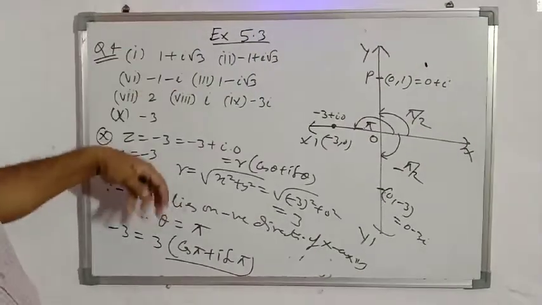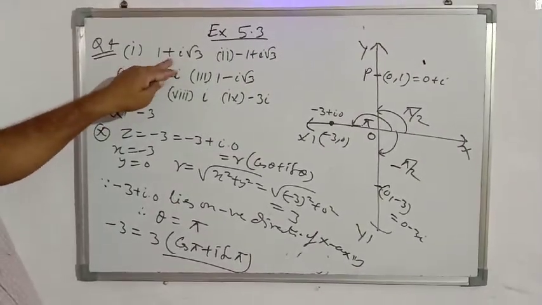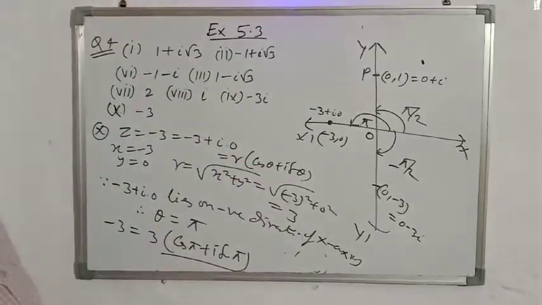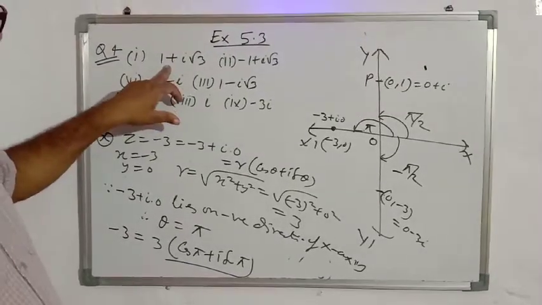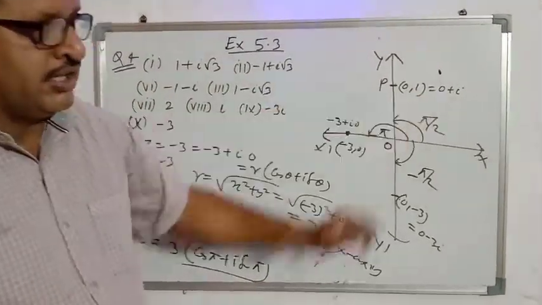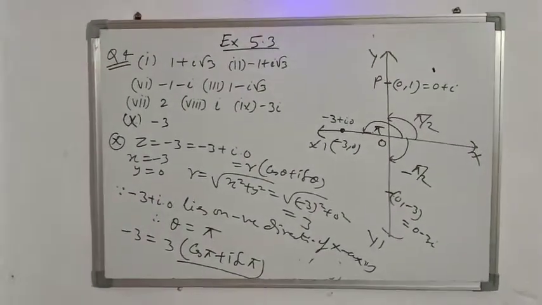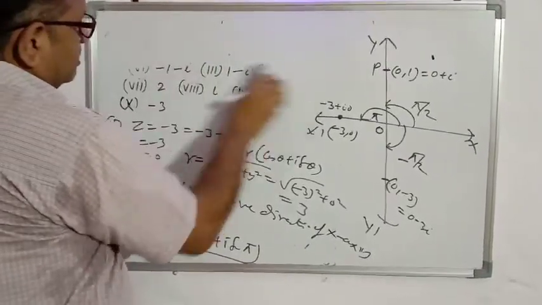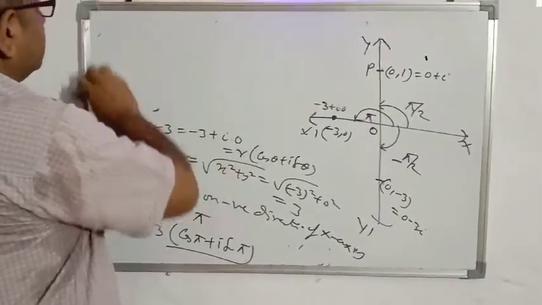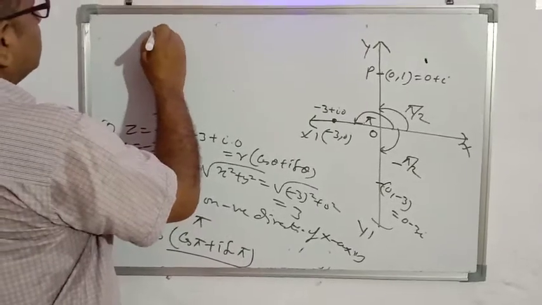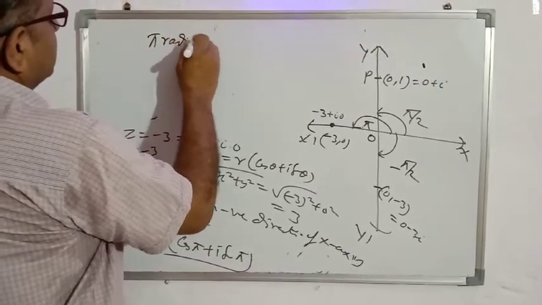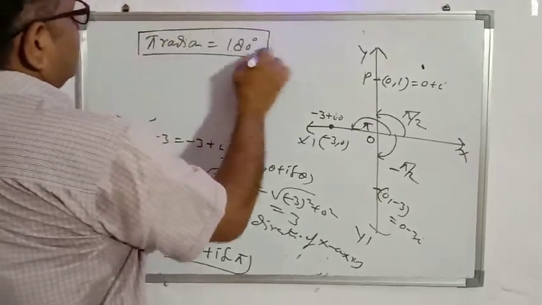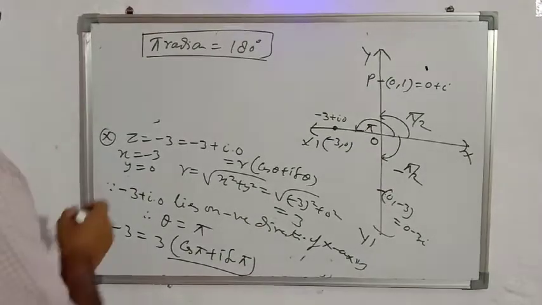So in this way we can express a given complex number x plus iy in the polar form r cos theta plus I sin theta. You have to express the complex number also in the argand plane. So theta we have to take in radian. You can write here pi radian is equal to 180 degree. This is the relation. Pi radian is equal to 180 degree.